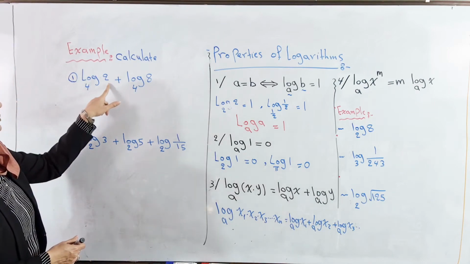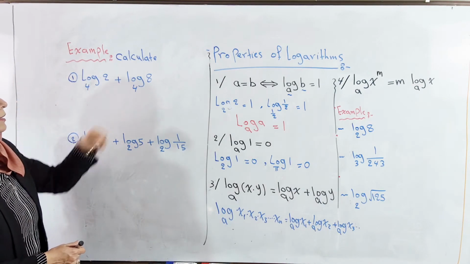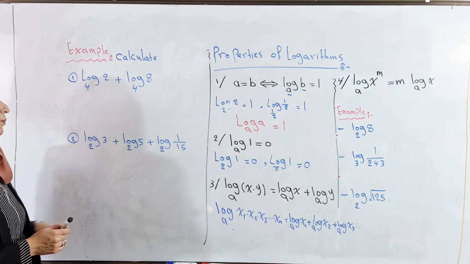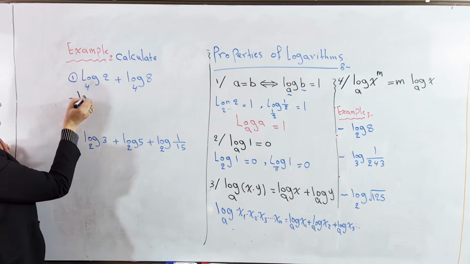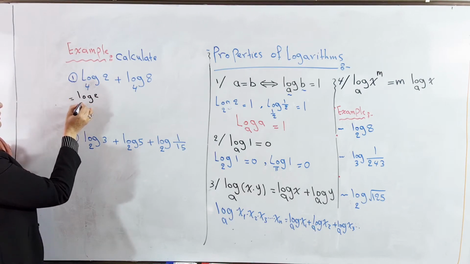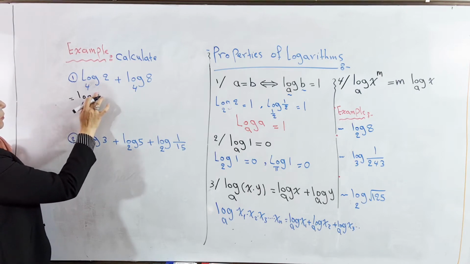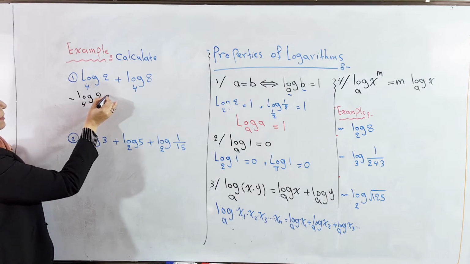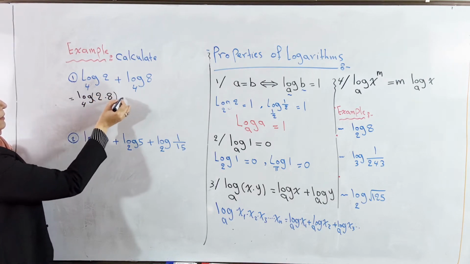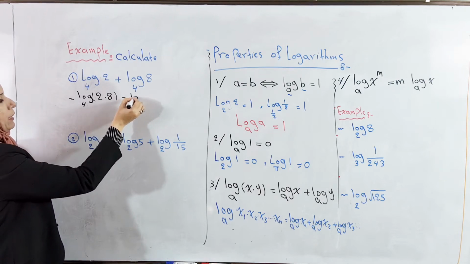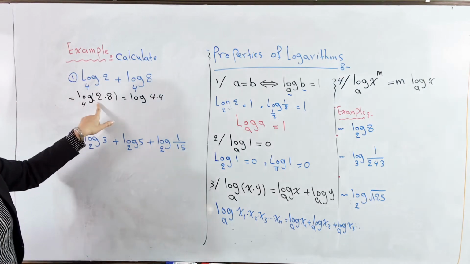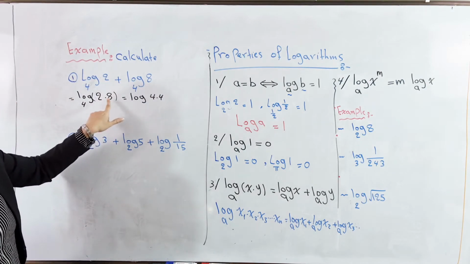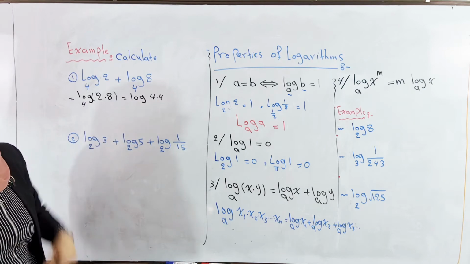Calculate logarithm 2 for base 4 plus logarithm 8 for base 4. We can solve it by writing it as logarithm of 2 multiplied by 8 for base 4. Then 2 times 8 gives 16, and we can write it as 4 multiplied by 4 for base 4.